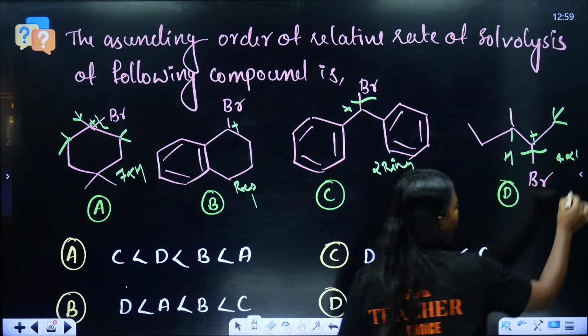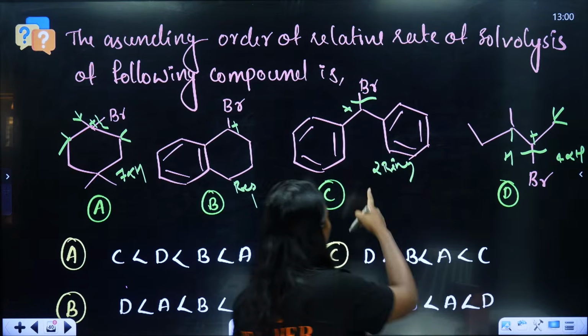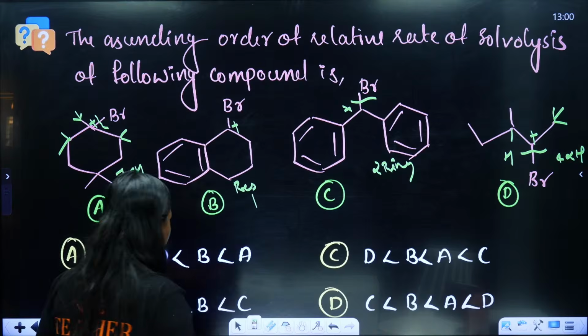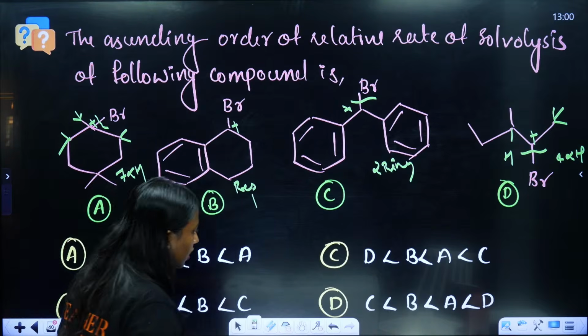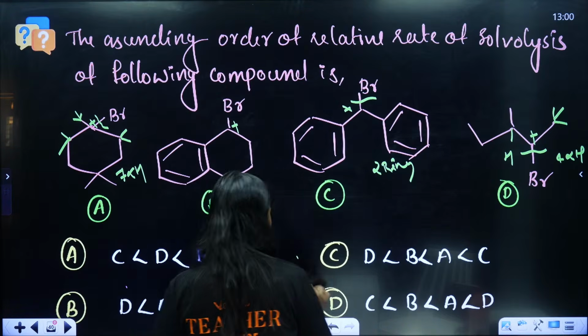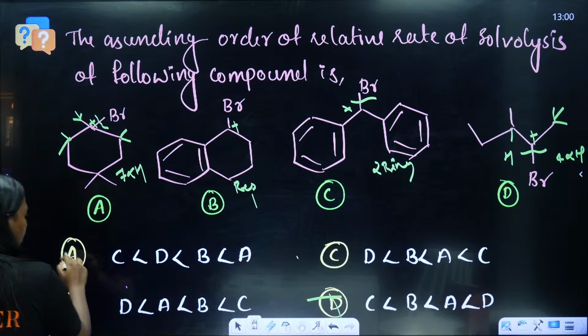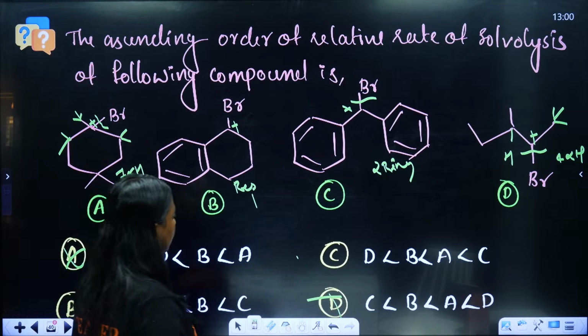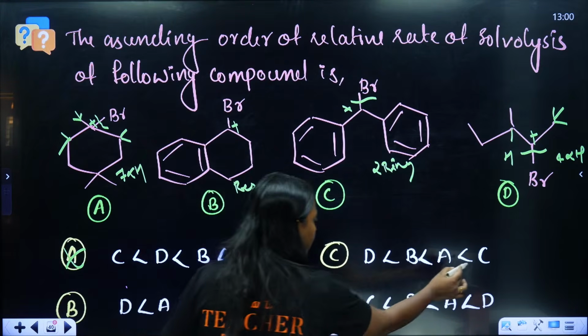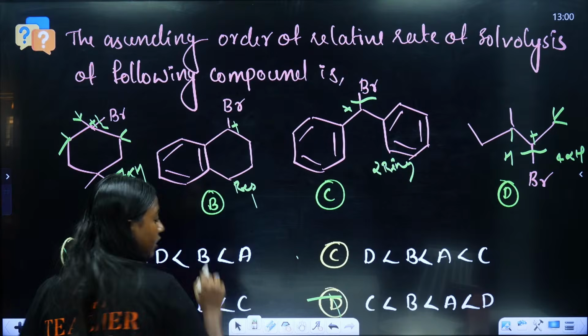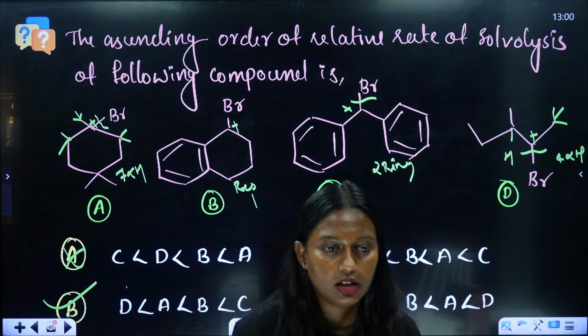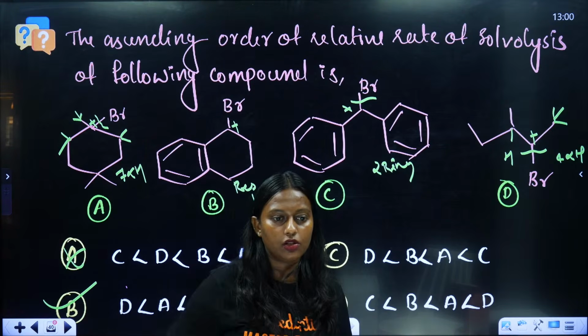So which one is more stable? Obviously C is more stable. We can eliminate the others. C is the most stable. After C comes B. The correct answer is B.